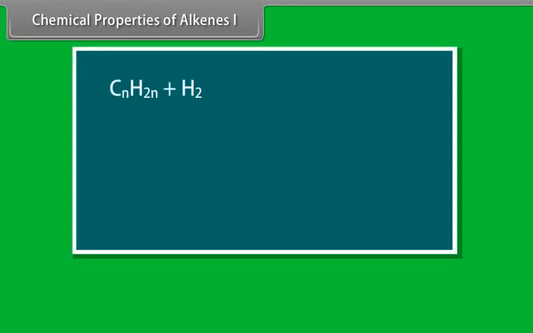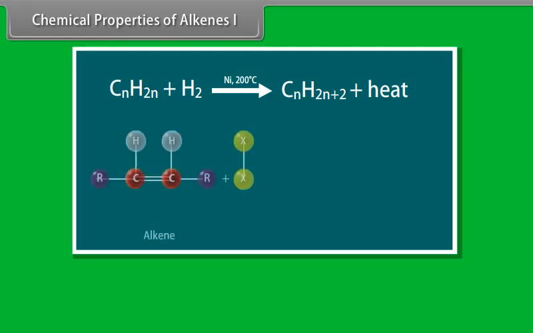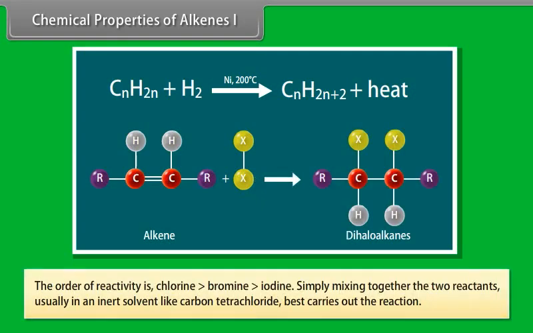Addition of hydrogen. Alkenes add hydrogen in the presence of platinum or nickel catalyst to form alkanes. The reaction, termed hydrogenation, is an exothermic reaction. Addition of halogens. Alkenes react with halogens to form dihaloalkanes. The order of reactivity is chlorine is greater than bromine is greater than iodine. The reaction is best carried out by simply mixing together the two reactants, usually in an inert solvent like carbon tetrachloride.